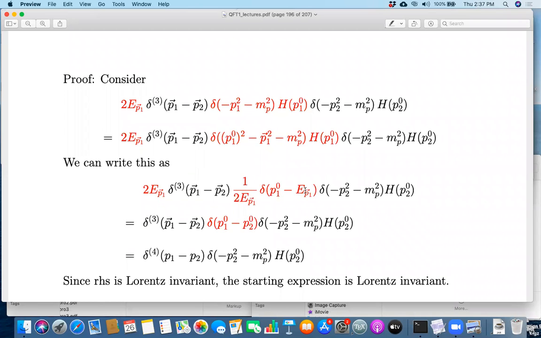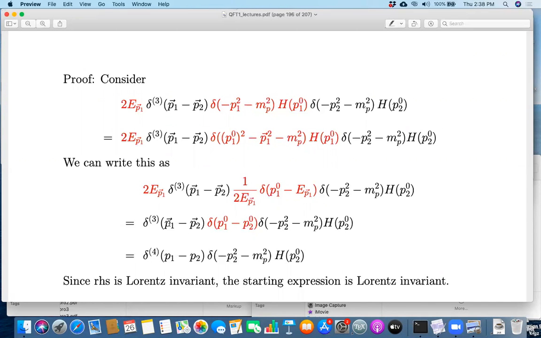So this is multiplied by delta of p1 minus p2, right? So I can replace p1 by p2 inside this argument. So delta p1 0 minus ep2. This delta function ensures that p2 0 is equal to ep2. So the ep2 I can now replace by p2 0.